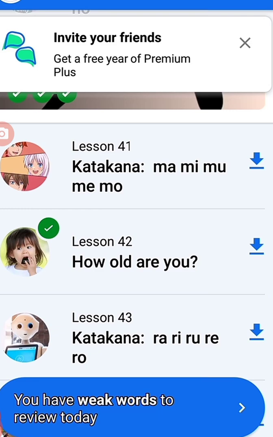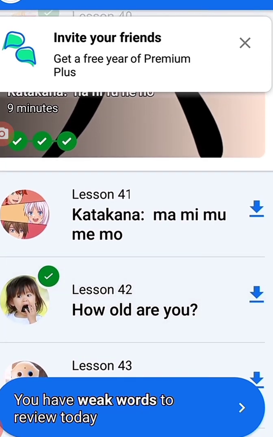Everyone, it's time to do some Japanese lessons. This one's from the Busuu website. Today we're going to do lesson 41, which is katakana ma, mi, mu, me, mo. Katakana is a system of writing in Japanese. All right, let's check this out.